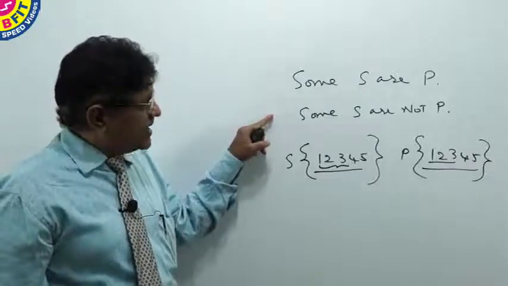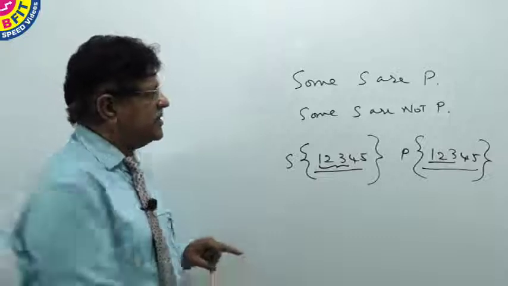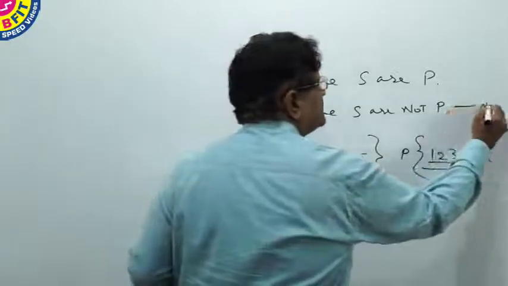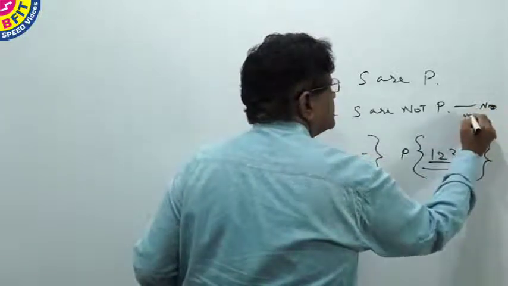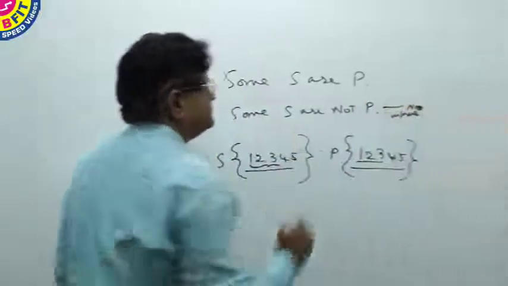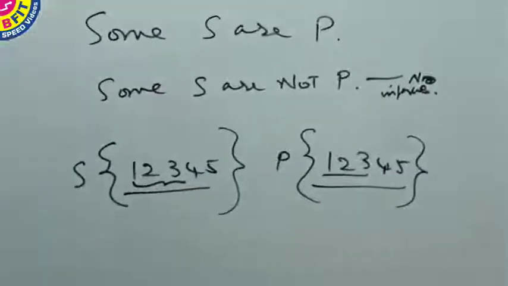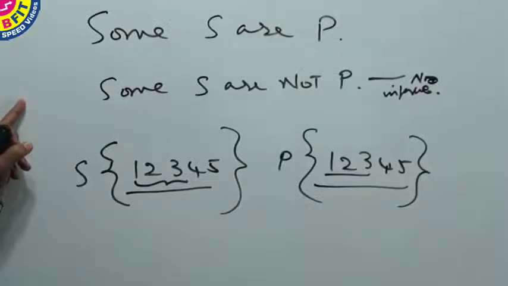And from some S are not P, you cannot draw a valid conclusion. From this, no inference. Just remember this: from some S are P, you should not draw some S are not P.